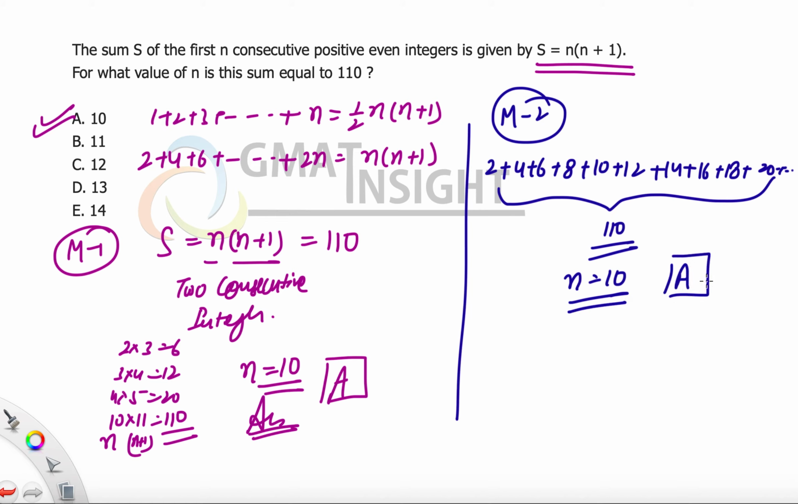That's how you answer such questions, which means you do not necessarily need to know the basic properties for every question. There are some questions which can be answered even if you just give it some time and do simple algebraic or arithmetic calculations as needed in the question.